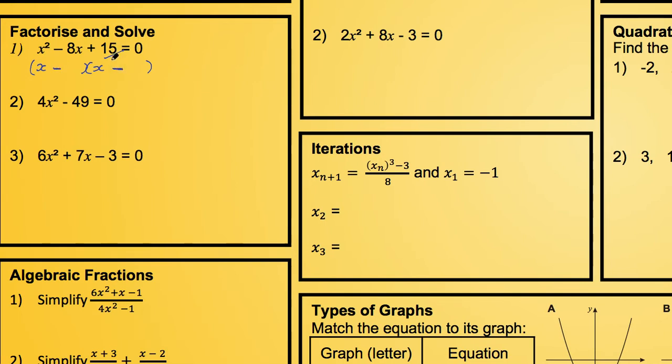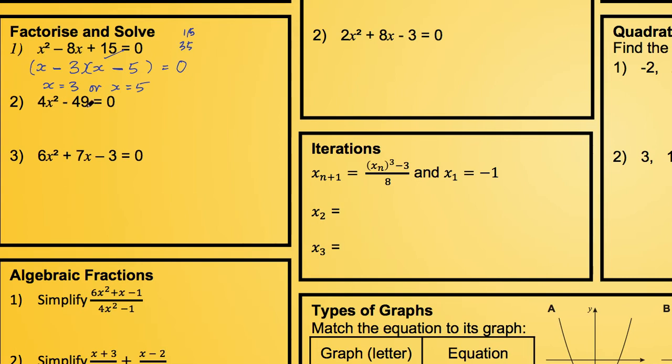Factor pairs of 15 are 1 and 15, 3 and 5, and that's it, a combination of minus 3 and minus 5 gives me plus 15. That equals 0. So to solve it, that is x equals 3 from that bracket, or x equals 5 from this bracket.